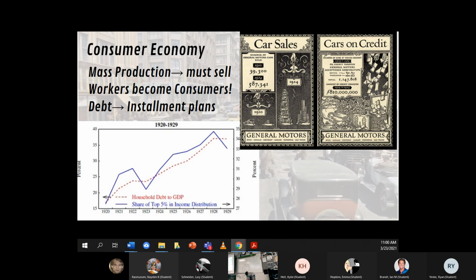So this right here is the ratio of debt to the size of the economy, the GDP. Don't worry too much about what the numbers mean. What it meant is that debt went up dramatically. Actually, by the end of the decade, consumer debt was bigger than the size of the entire economy in 1929. People owed more money than the economy.